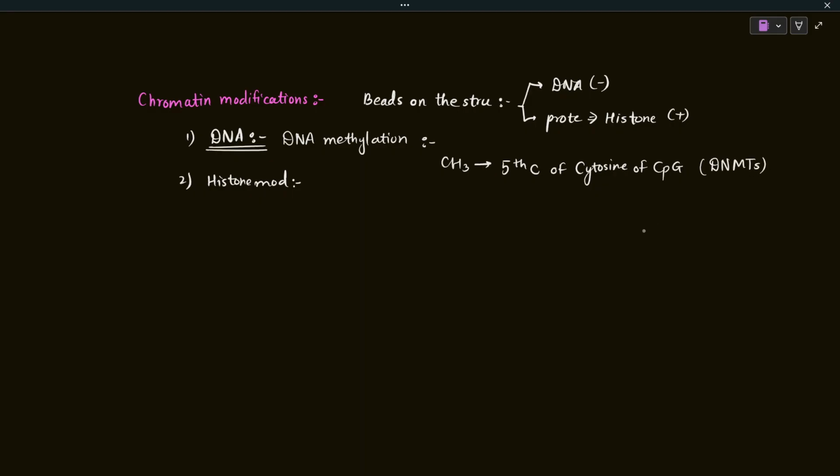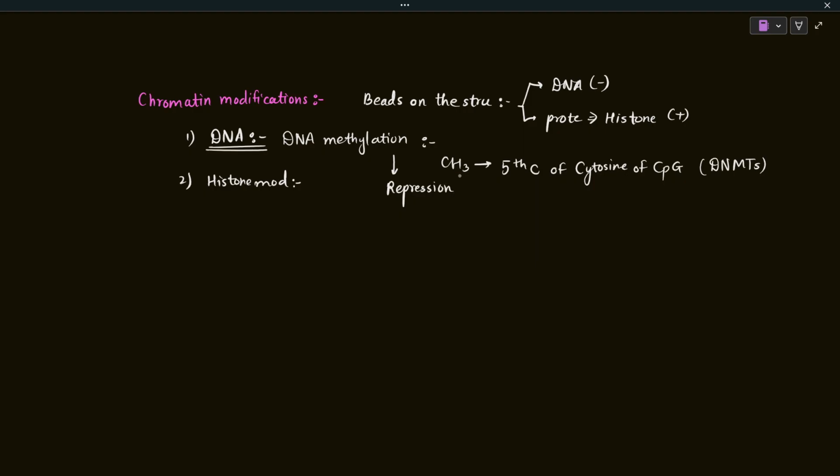We learnt about DNMT1, DNMT3A, DNMT3B, as well as DNMT2, which is not actually a DNA methyltransferase but an RNA methyltransferase. It is also renamed as TRDMT1, which transfers the methyl group on the tRNA. So we have learned all of this till now, and DNA methylation leads to repression. It leads to the silencing of genes.